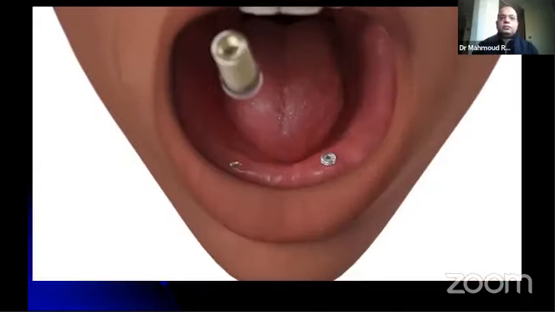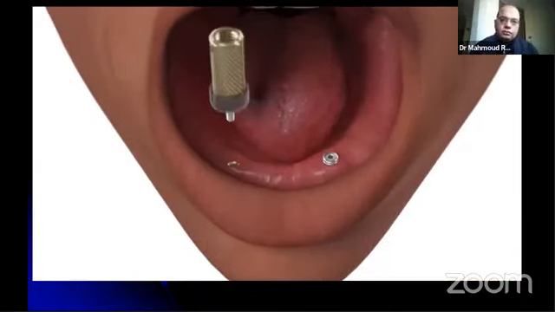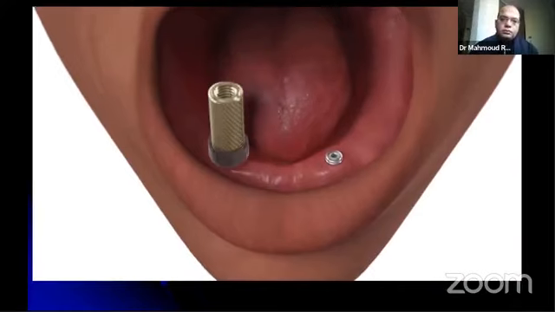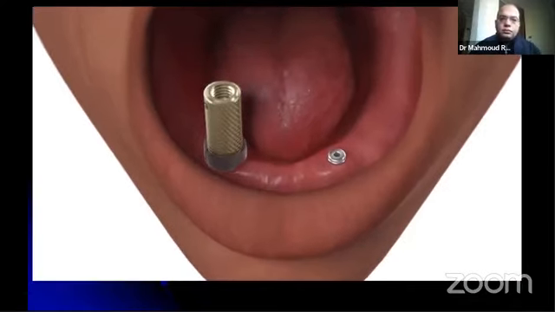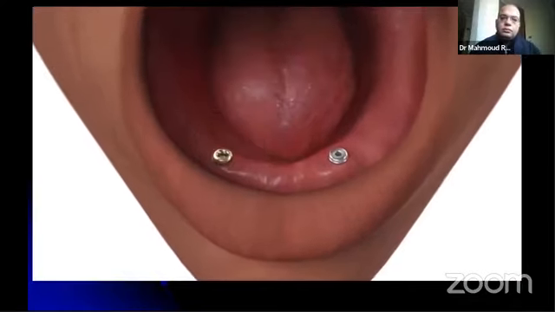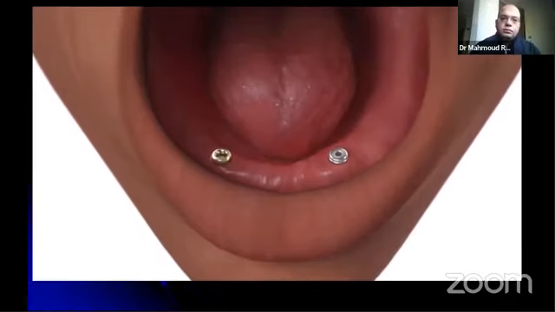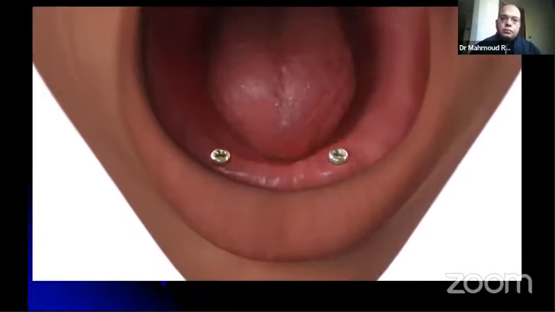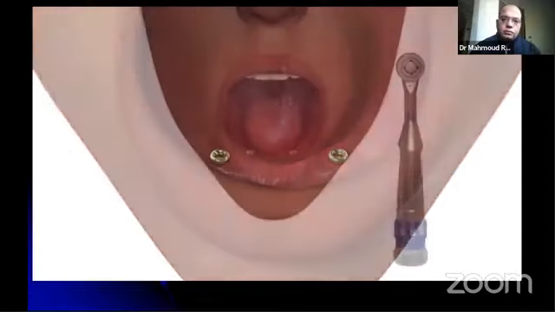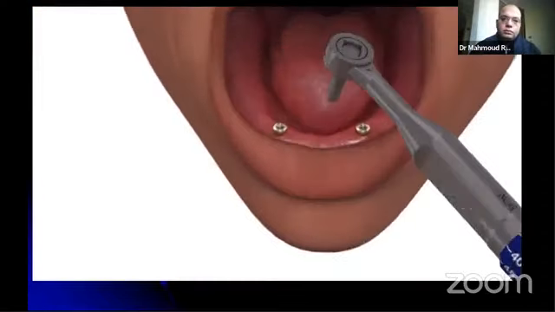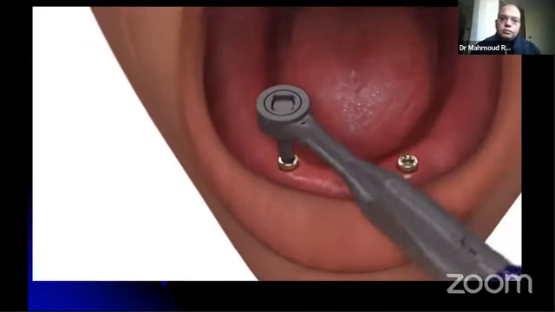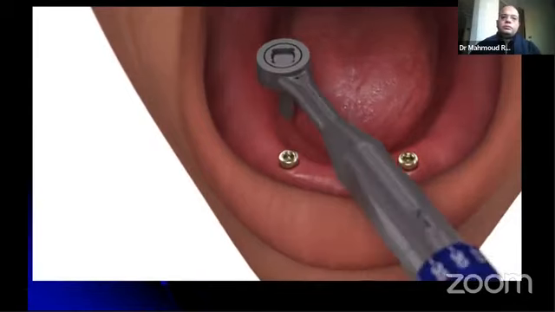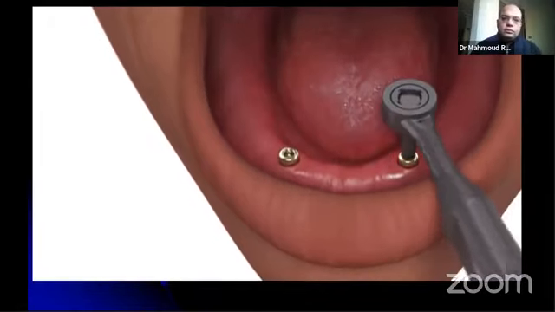Place the locator abutment onto the implant body using the locator hand driver with a locator abutment holder and hand tighten. Place each locator abutment immediately after removing the healing abutment to prevent soft tissue from collapsing over the implant. Tighten each locator abutment to 30 Newton centimeters using a locator square drive tool and a calibrated torque wrench.